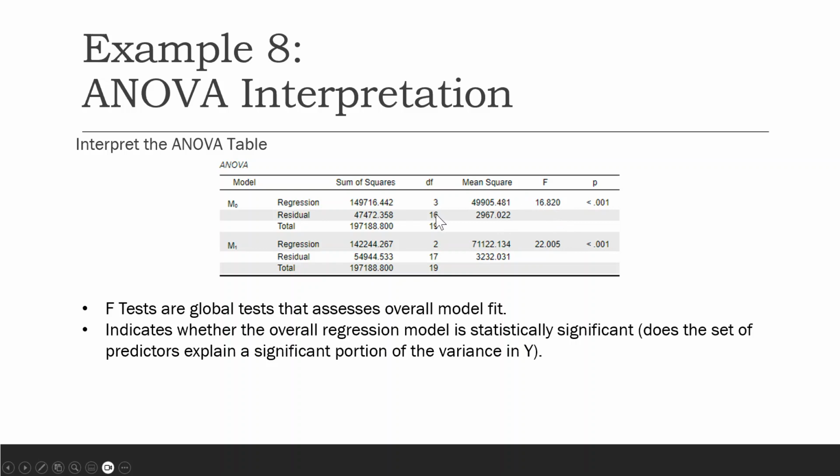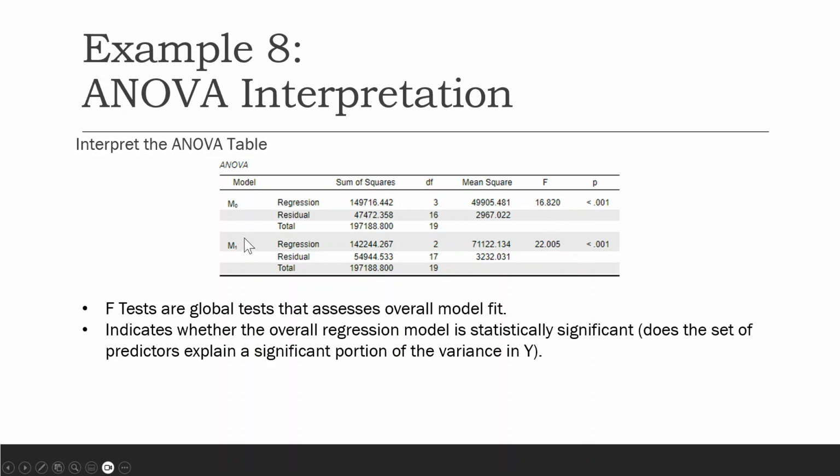The same exact thing is happening, but now we're doing the mean squares regression versus the residual. So is the regression explaining enough of the variance to say that this model is significant or not? But instead of saying between groups, now we're saying regression here, right? And that'll provide evidence that we have a significant model.